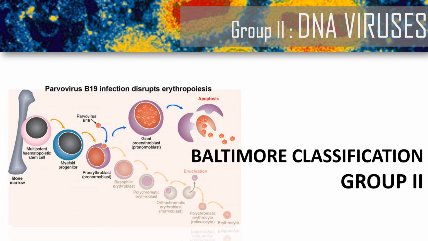So we are now done with your Group 1 Baltimore's classification. So we will move to your Baltimore classification Group number 2, which is a very, very short one, class.